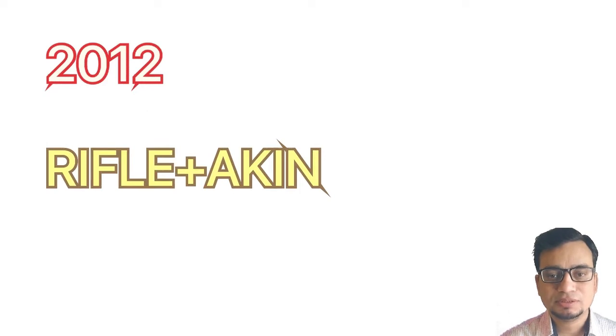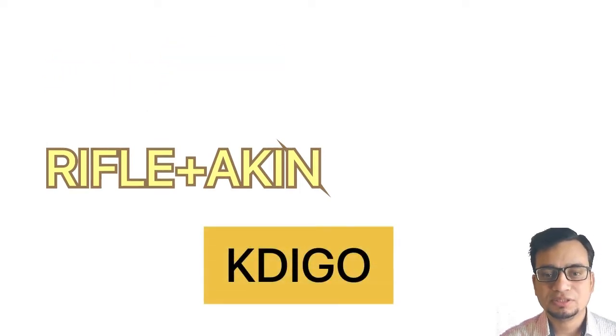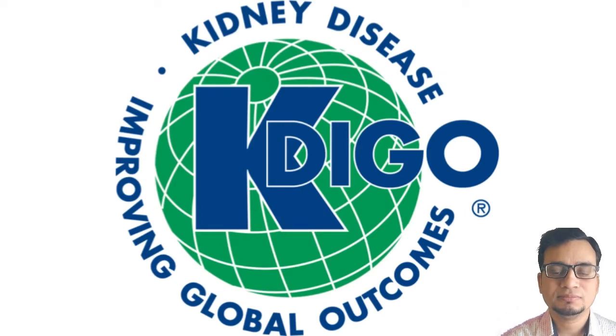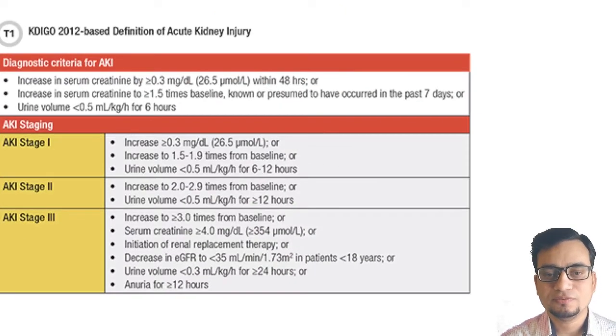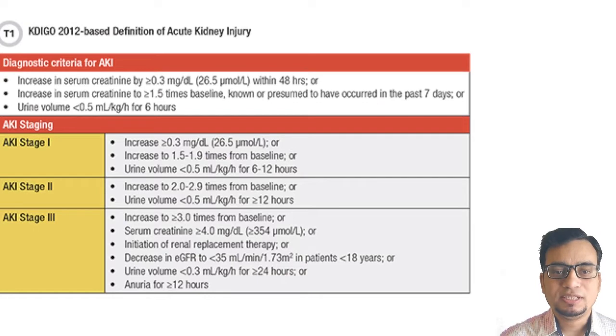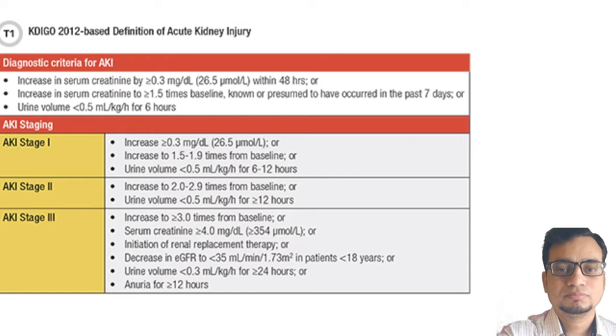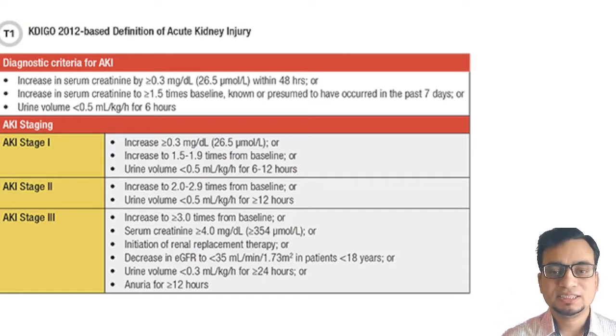Therefore, in 2012, both RIFLE and AKIN criteria were merged, resulting in KDIGO classification, which has emerged as a unified system to maintain the international coherence of research. So we follow nowadays the KDIGO criteria. At the present time, AKI is diagnosed if serum creatinine increases by 0.3 mg per deciliter or more in a 48-hour time frame, or if serum creatinine increases to at least 1.5 fold from baseline within 7 days, or urine output is less than 0.5 ml per kg per hour for more than 6 hours.